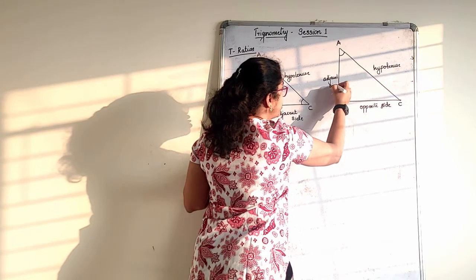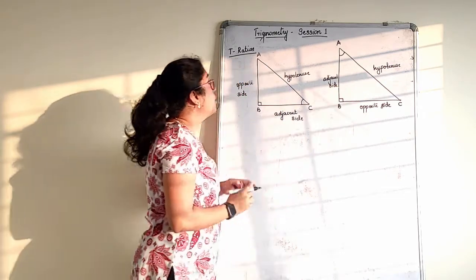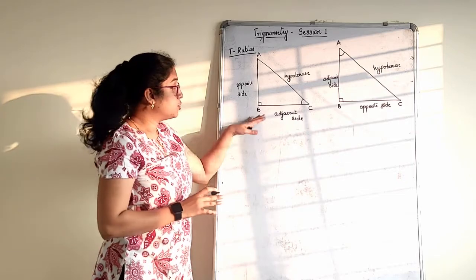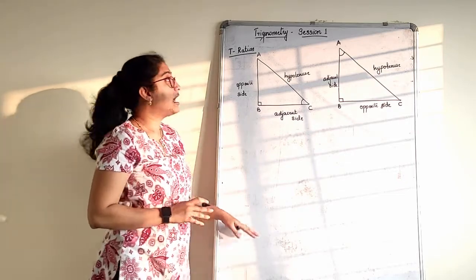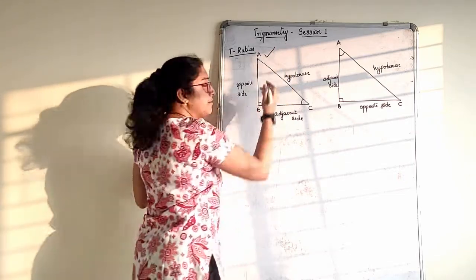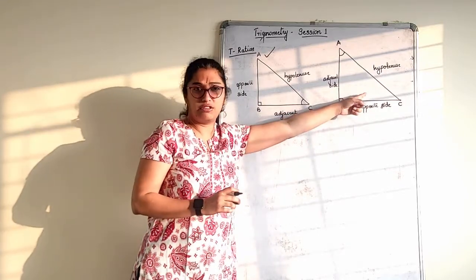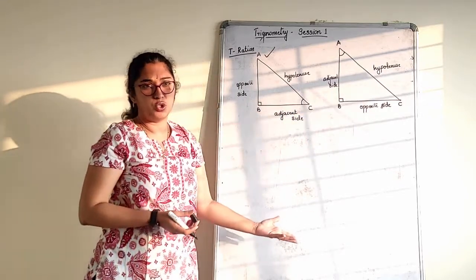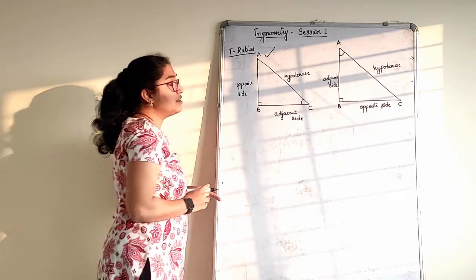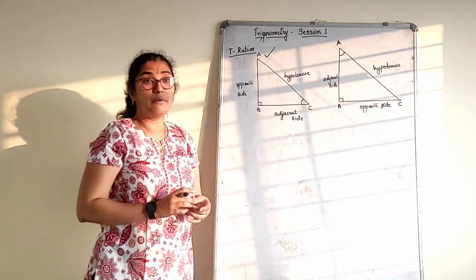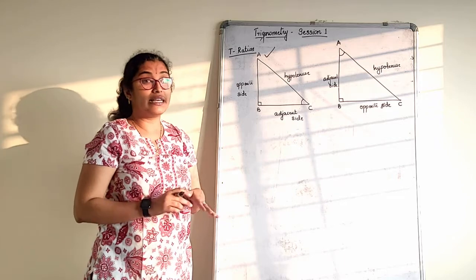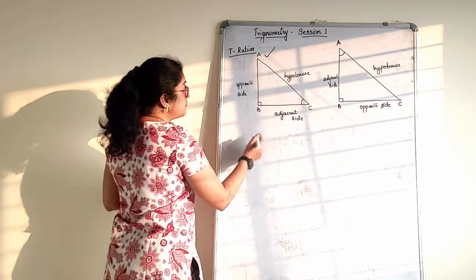Now it depends which triangle you want to choose. To write the trigonometric ratios, I am going to choose this triangle. Why? There is no answer for that. I could have chosen this also. Any one triangle we can choose, right? Let's choose for this triangles. When we talk about trigonometric ratios, there are 6 trigonometric ratios.